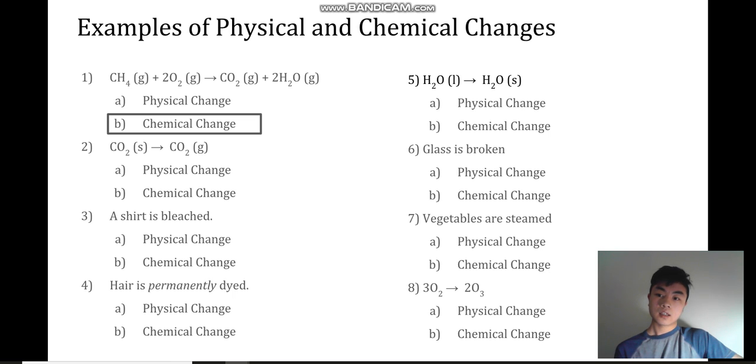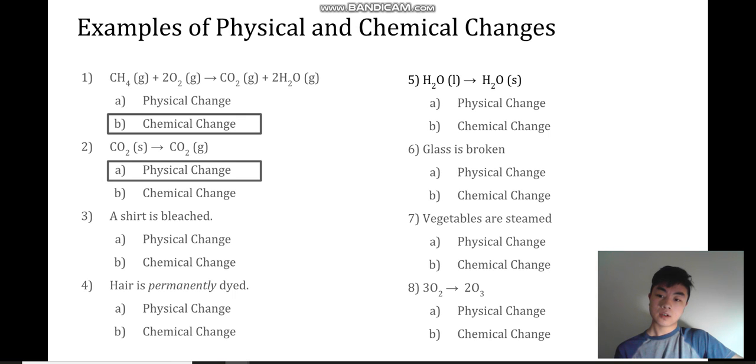Next one, it's going to be a physical change because it's just carbon dioxide on both sides. It's changing from solid to gas only. And so that's just an indicator of sublimation. And a simple phase change is just an indicator of a physical change.